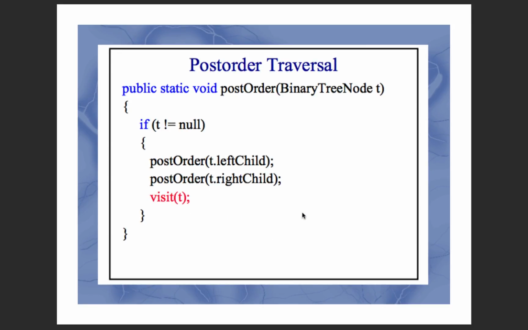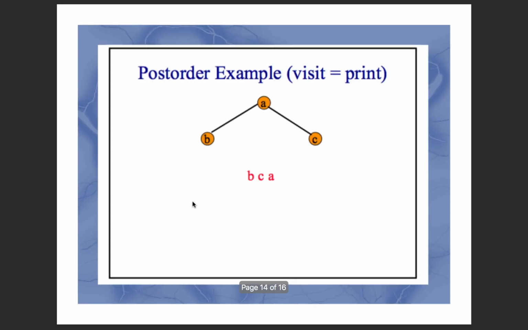Then finally we have a post order traversal. Post order traversal says that we have to visit our node or root node after visiting the left child and right child. Since it comes after left and right child, that's why it's called post order. In this algorithm we can see that if tree is not null, then we call the post order function recursively with the left child. Then we call the post order function recursively with the right child. Then we finally visit that node. So this is the post order traversal algorithm.